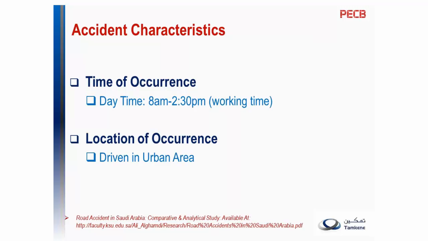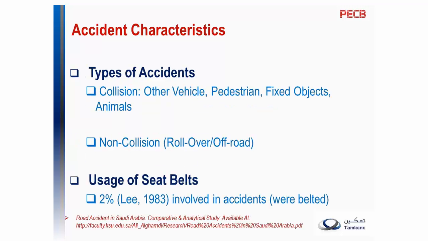Also, the time of occurrence is normally daytime, between 8 a.m. and 2 p.m., which is the typical working time here in KSA. And then the location of occurrence is in urban areas or in the city proper. Okay. Types of accident are collision and non-collision. Under collision, it will include collision with other vehicles, pedestrians, fixed objects, and animals, and collision over and off the road.